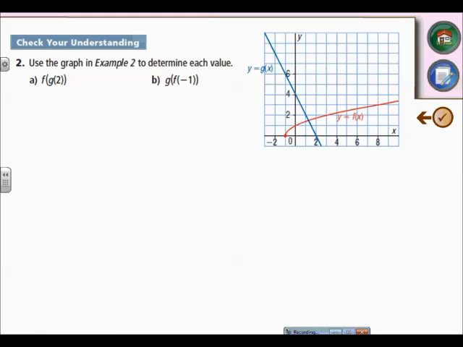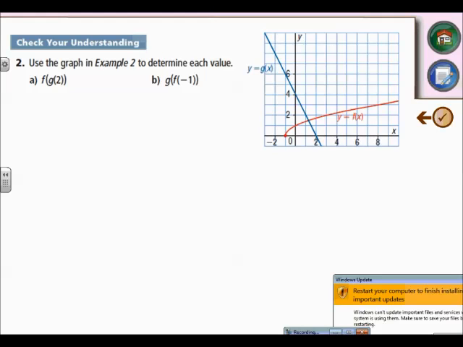Fancy stuff, fancy stuff. Here we go. It's our turn to try it out.